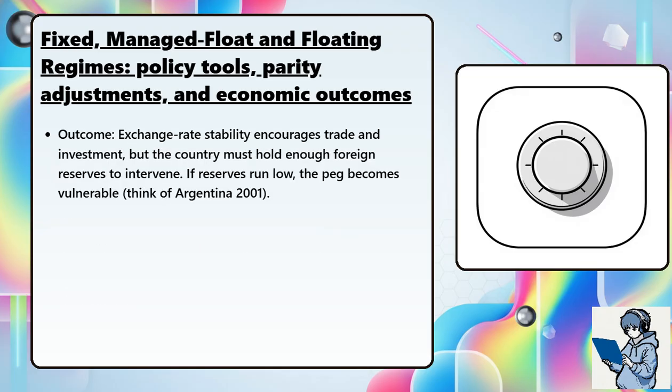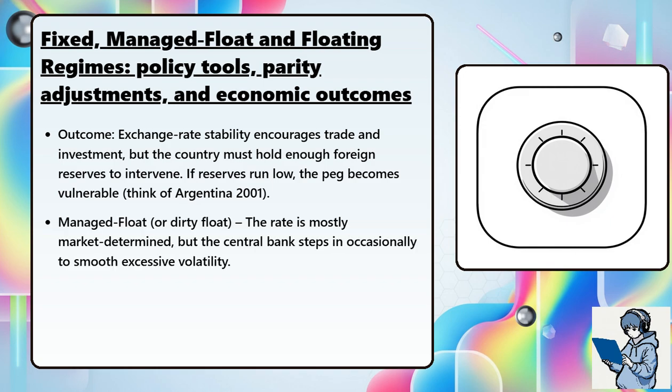Outcome: exchange rate stability encourages trade and investment, but the country must hold enough foreign reserves to intervene. If reserves run low, the peg becomes vulnerable. Think of Argentina 2001. Managed float or dirty float.